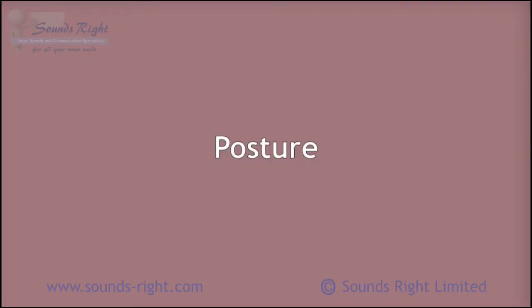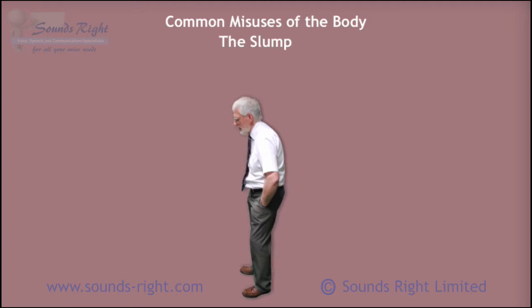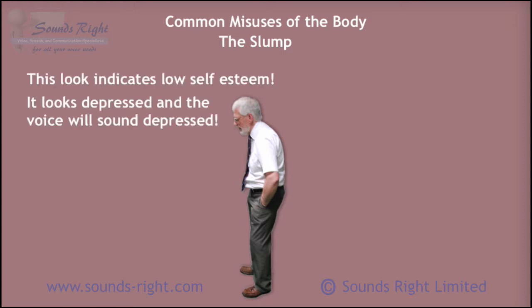Posture. Now, first of all, let's look at a couple of examples of incorrect posture, the sort of examples we often see in the classroom. Common misuses of the body. The first, of course, is what we're going to call the slump.